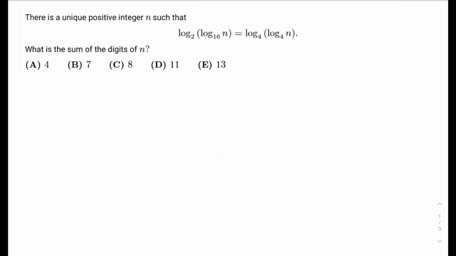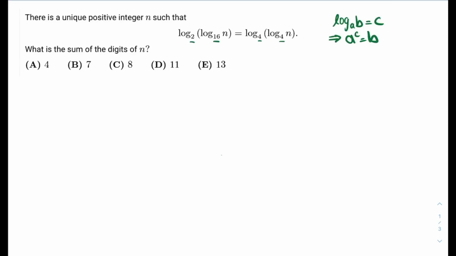As you probably know, if you have log base a of b equals c, this basically just means that a to the power of c equals b. Another thing we might notice is that we have our log base 2, our log base 16, and then several log base 4s. One thing we might notice pretty immediately is that all of these bases are powers of 2. 2 is just 2, 16 is 2 to the power of 4, and 4 is 2 to the power of 2.